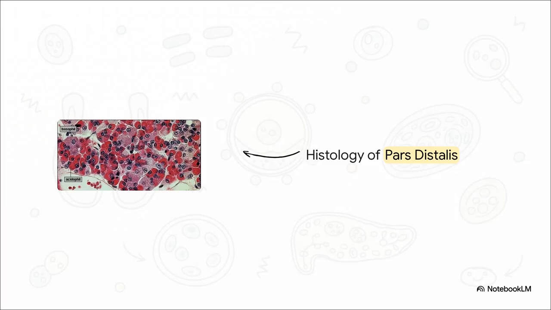Let's zoom in on the histology of the pars distalis and the anterior lobe. When you look under the microscope, the cells categorize themselves based on how well they take up stain. First, you've got the chromophobes. Phobe means they fear the stain. They look pale. They make up about 50% of the cells, and they're basically inactive reserve cells. Then you have the chromophils. These guys love the stain. They make up the other 50%, and they are your highly active hormone-pumping factories.